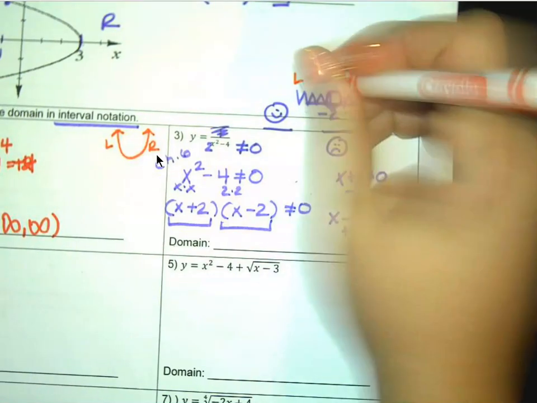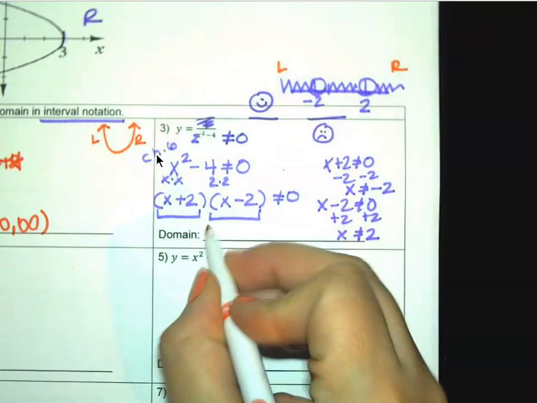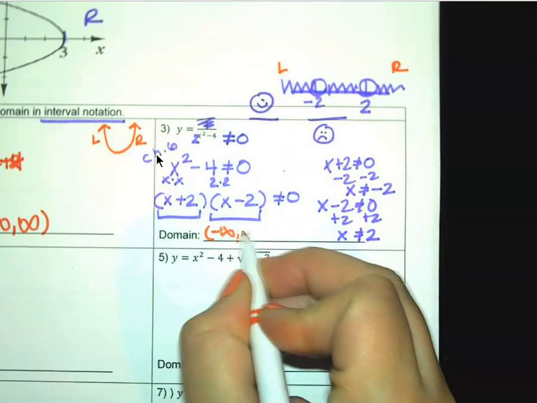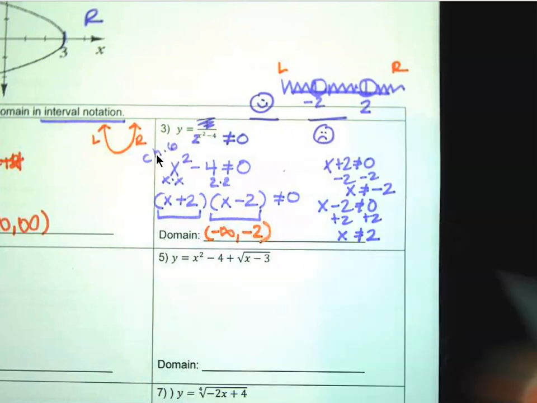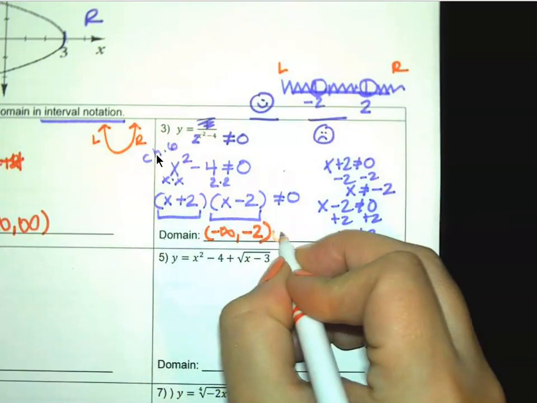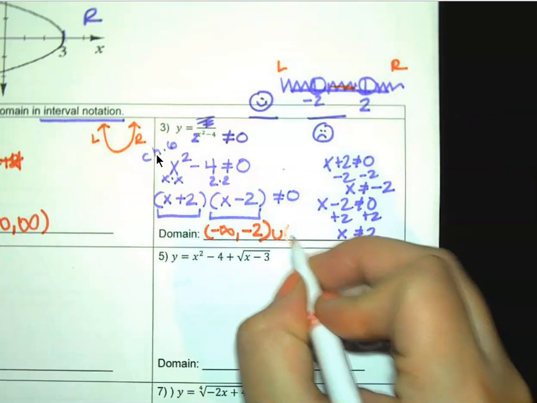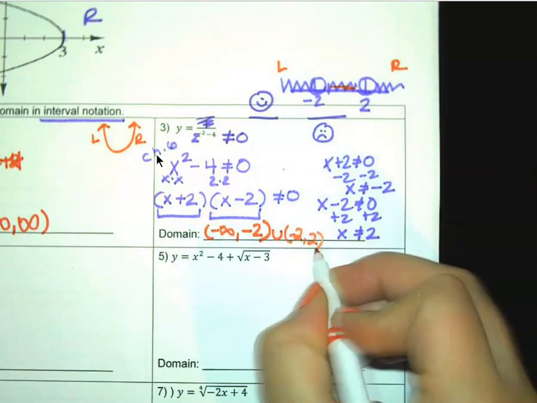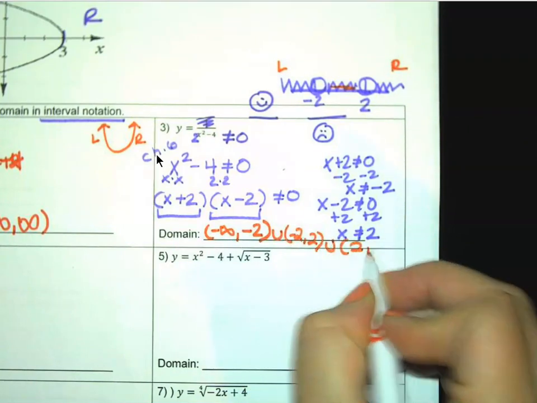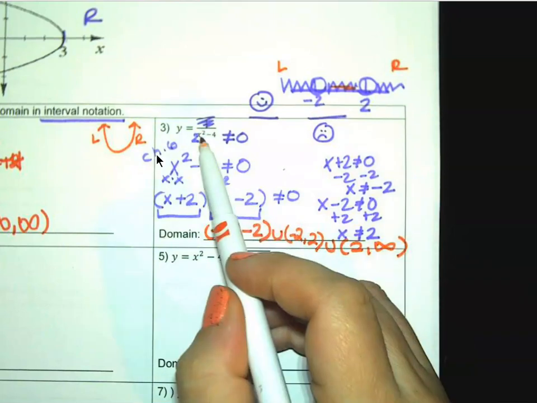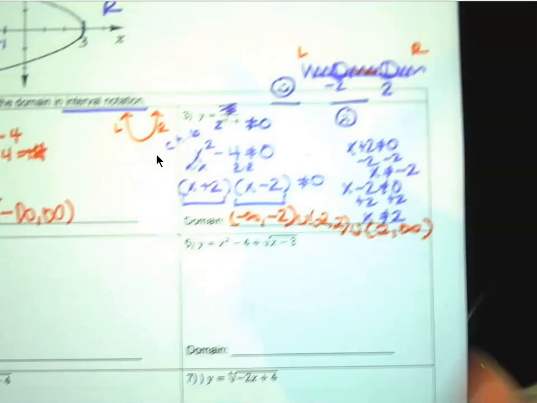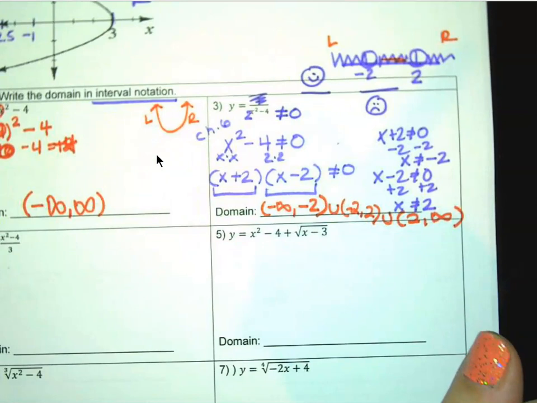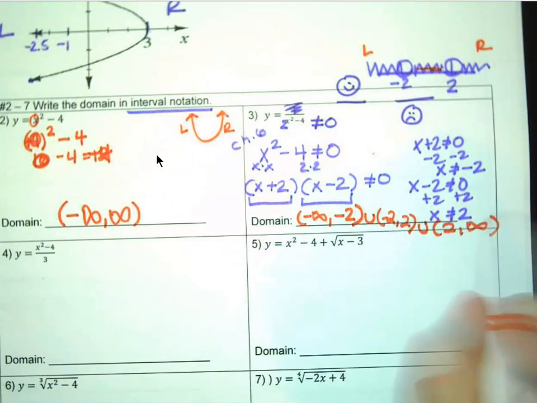So we go left to right. Any negative number up to -2, but not including -2, or any number in between -2 and 2, or any number bigger than 2 can go into this equation and not cause the expression to be undefined.